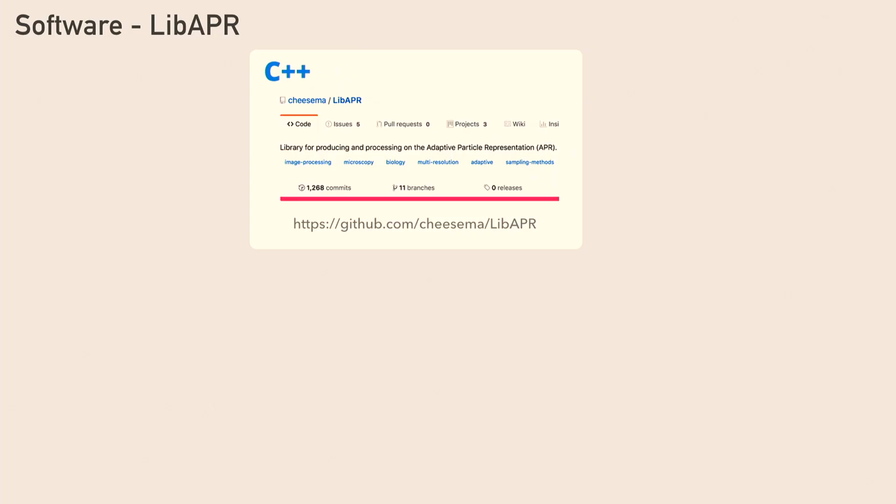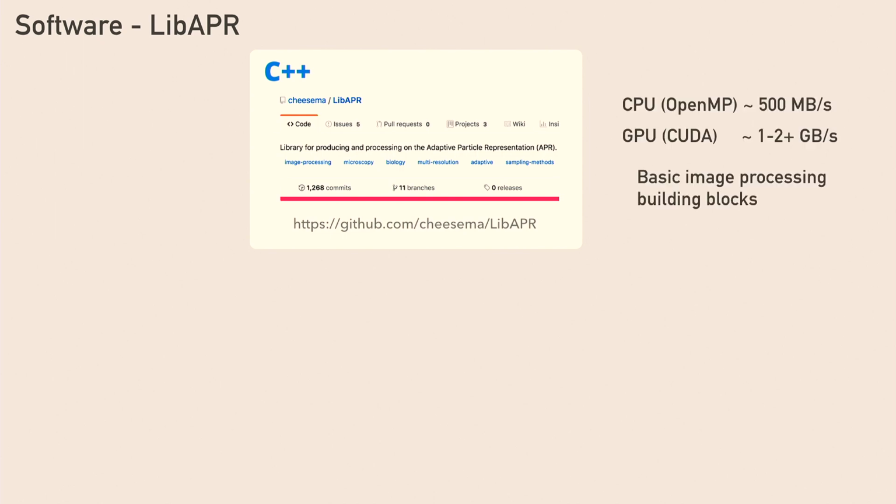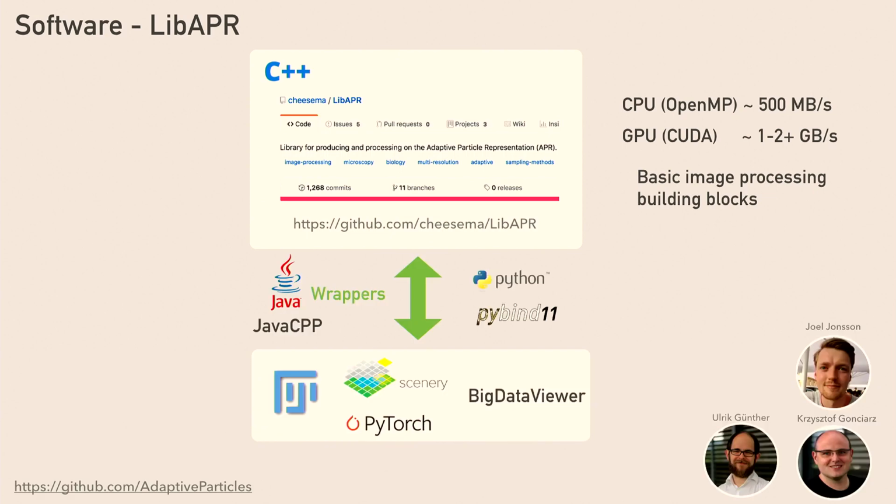And so all of this comes together in software. What we have is what we call LibAPR, which is a C++ library. The idea is that it implements both OpenMP and CUDA implementations for transforming images into the APR, and we implement basic image processing building blocks. Then through wrappers, we can interact with existing software. The main focus at the moment is both Java and Python.